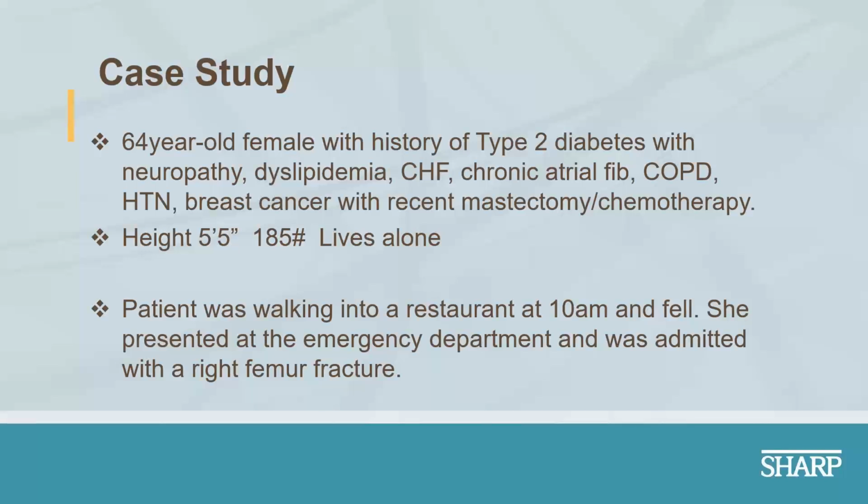So the case study that I'm going to share today is one of a 64-year-old female with a history of type 2 diabetes with neuropathy, dyslipidemia, CHF, chronic AFib, COPD, hypertension, and breast cancer with recent mastectomy and chemotherapy. She's about 5'5", 185 pounds, and lives alone. She was walking into a restaurant at around 10 o'clock in the morning and actually fell. She fell so hard that she presented at the emergency department and was admitted with a right femur fracture.